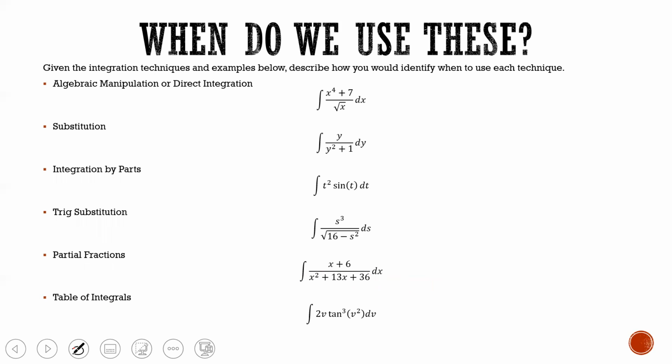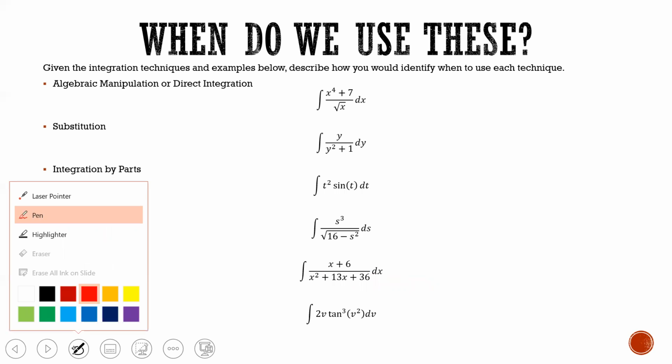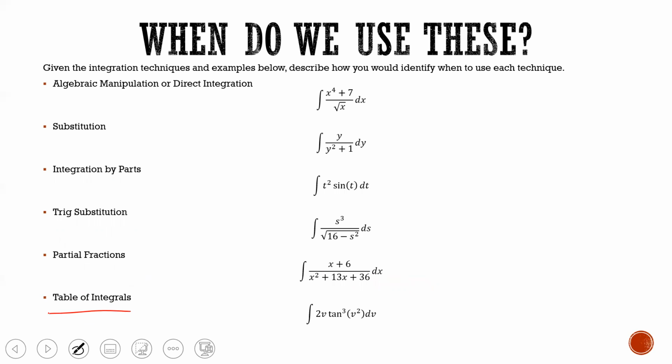And then finally, table of integrals. Those are the ones where none of our other techniques work, right? When we look at an example like this, the integral of 2v times tangent cubed of v squared dv, this is one where we might try u substitution, because I see the v squared here and the 2v. So I might say u equals v squared, which gives us du equals 2v dv.